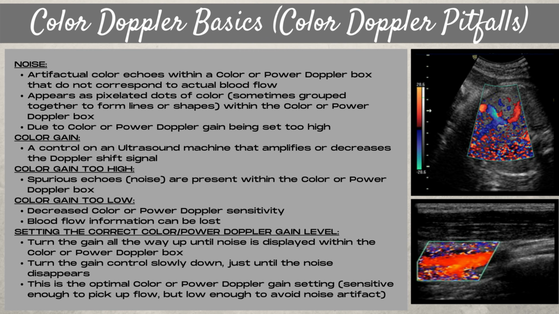To set the correct color or power Doppler gain level, you want to turn the color Doppler gain control all the way up until noise is displayed within the color or power Doppler box. And then you want to turn the gain control slowly down just until the noise disappears. And this is the optimal color or power Doppler gain setting, which is sensitive enough to pick up flow, but low enough to avoid noise artifact.